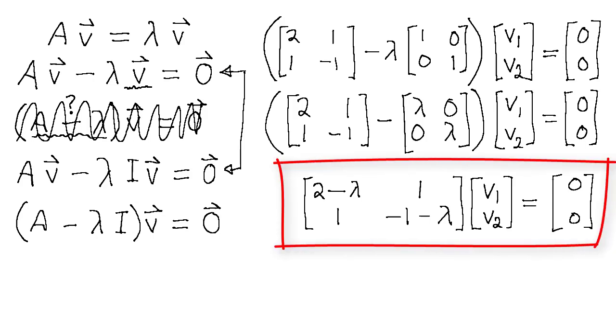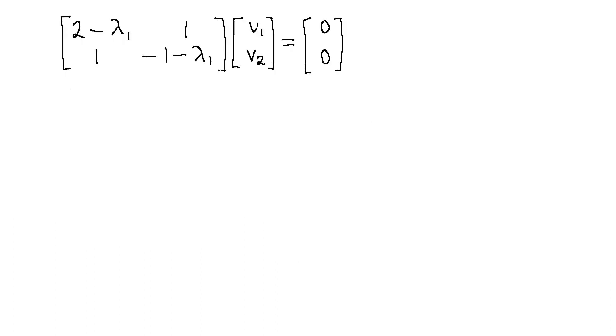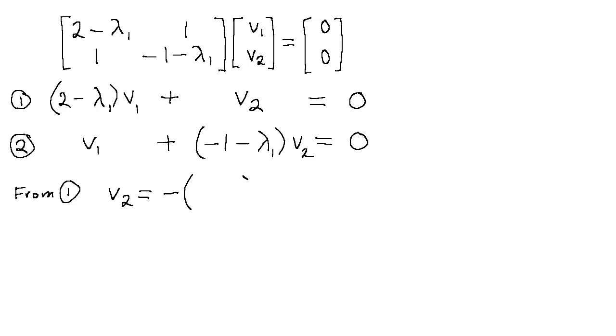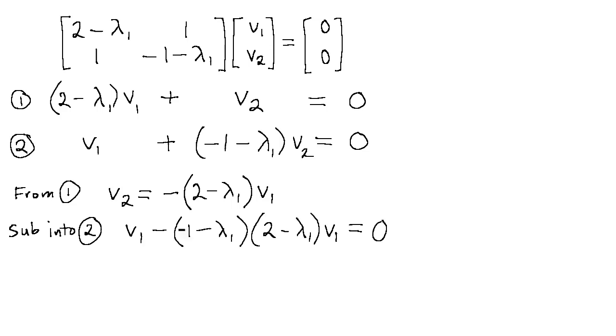Now, what we'll do is sub in our known values for lambda and solve for the still unknown entries of the vector V. Let's start with lambda equal to lambda 1. The statement we see here is nothing more than a system of 2 linear equations with 2 unknowns, V1 and V2. From the first of these equations, we find that V2 is equal to (negative 2 minus lambda 1), all in brackets, times V1. If we sub that into the second equation, we get this. And that simplifies to this.